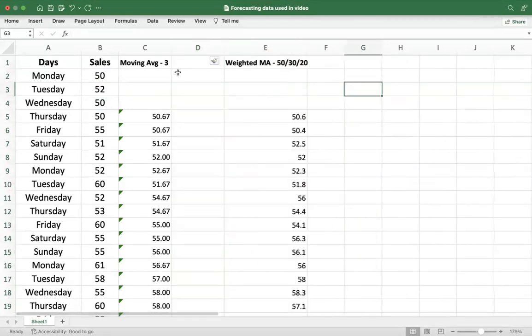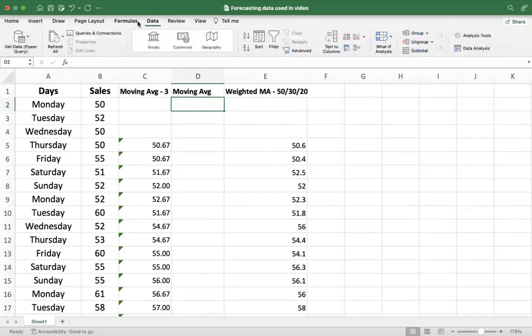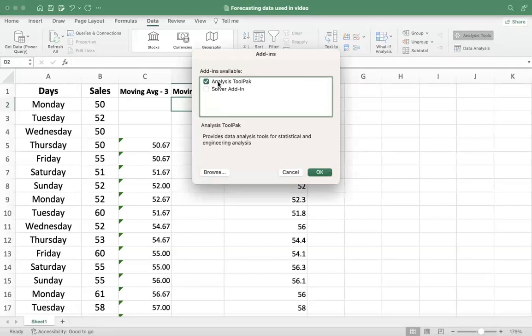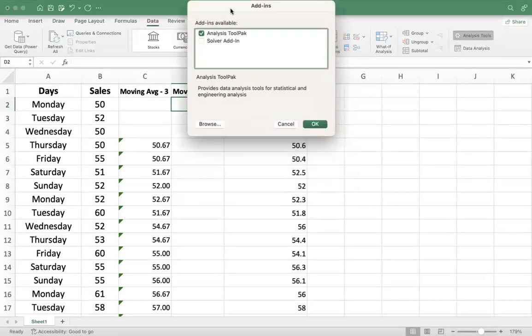I just wanted to tell you about one more thing. If you click on the Data tab in the ribbon, you will have Data Analysis on the extreme right. Sometimes this is not available. If it is not available, don't worry, click on Analysis Tool, and when you click on it, you will get the Analysis ToolPak. There you can add it.